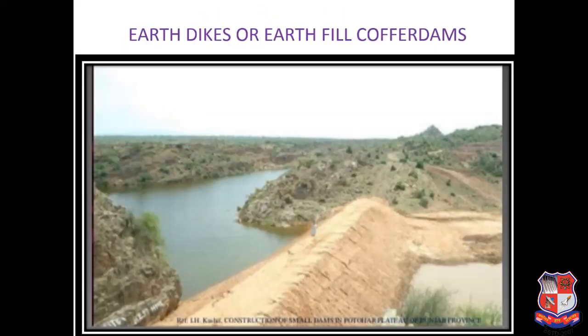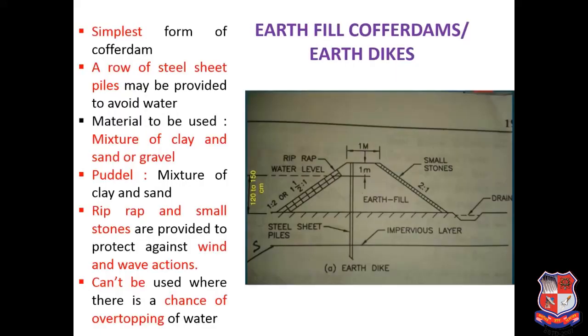Now we will study each one, starting with the earth dikes or earth-fill cofferdam. Here in this figure you can see just earthen material forming an embankment, and a walkway is provided at the top. The earth-fill cofferdam is the simple type of cofferdam. In this figure you can see it consists of a row of steel sheet pile, and on both sides it is filled with earth fill.